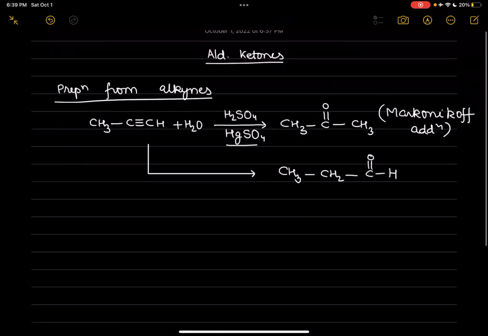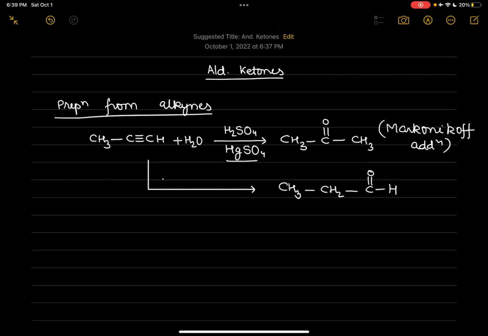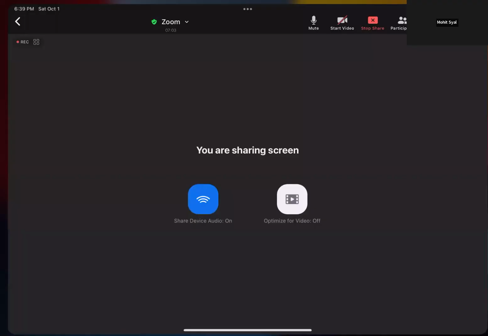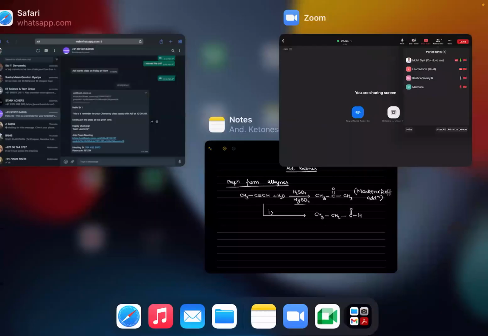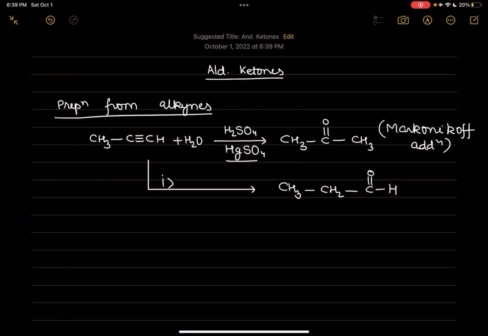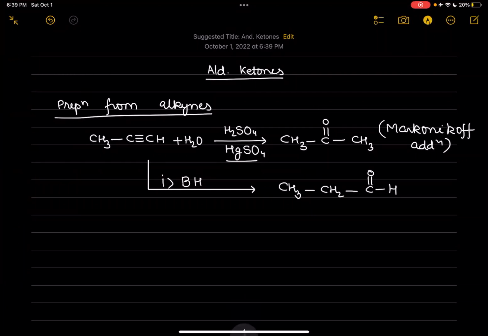So you don't add water directly. Remember, we did this for alcohols also. What we do is hydroboration, that adds hydrogen and boron. Is it clear? BH3, right, sir? Yeah, BH3. It is written as BH3 or B2H6. Actually, BH3 is mixed with THF, which is an ether.